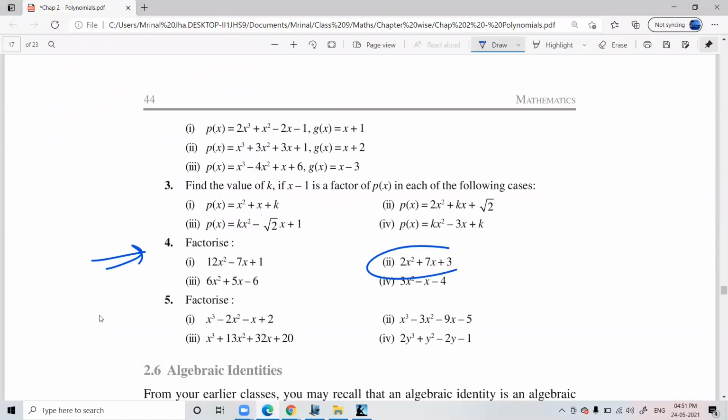Sir, I completed the sum, sir. Okay, tell me what are the factors? x plus 3 and 2x plus 1. Yes, sir. Bracket x plus 3, bracket 2x plus 1. Okay, what about other people? Completed, sir.